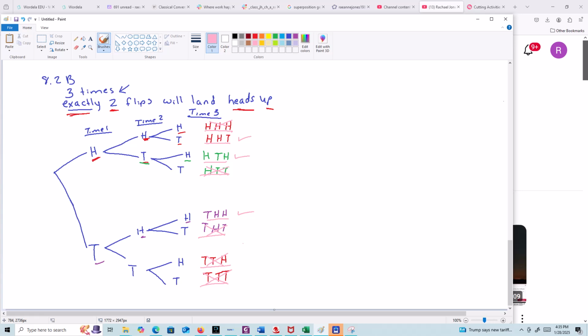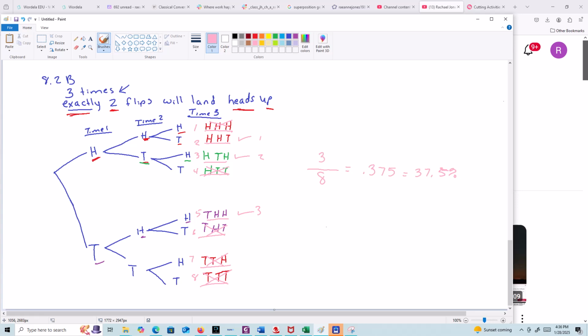So the probability, or the chances, that we will get exactly 2 is 1, 2, 3. But the total number of possible outcomes is 1, 2, 3, 4, 5, 6, 7, 8. So 3/8. 3/8 equals 0.375, or 37.5%. Remember, multiply by 100 to get percent.